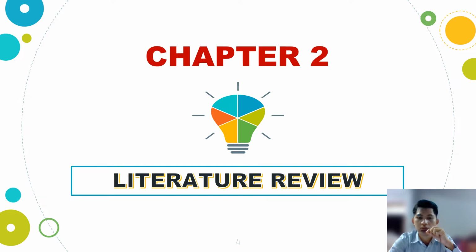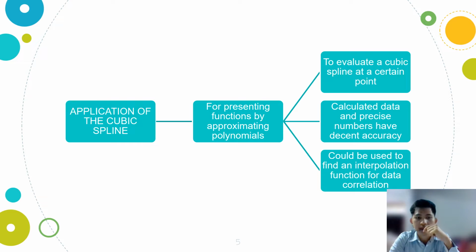Next is chapter 2, which is literature review. For the literature review, we focus on the application of the cubic spline, which is for representing a function by an approximate polynomial. The advantages of this method are that a cubic spline can be evaluated at a certain point, and it is accurate by design and could be used to find an interpolation function for data correlation.